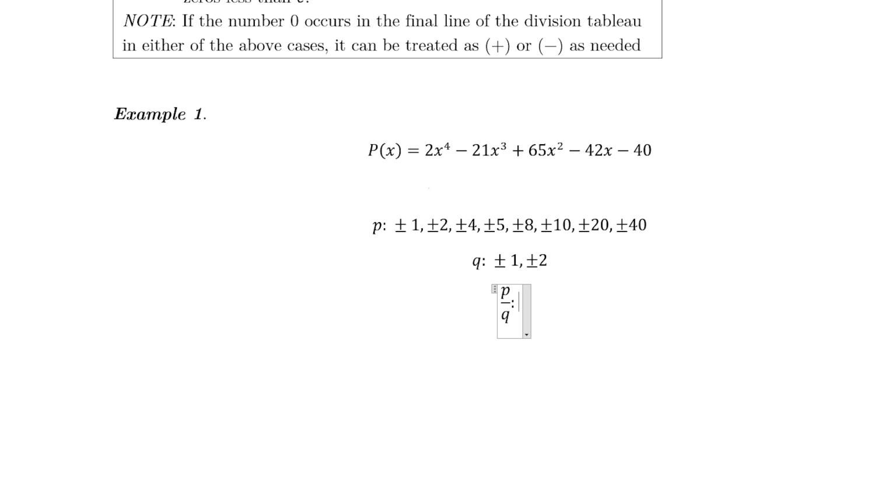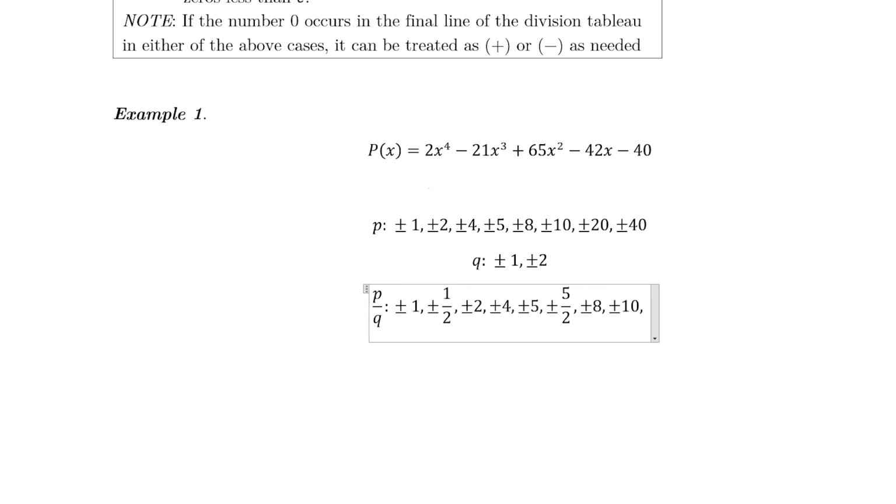In this case, we have, of course, plus or minus 1. And then we have plus or minus 1/2. Also, plus or minus 4. And then 4 over 2, that's 2. Right, we don't have 2 yet. Plus or minus 2 first. And then we have plus or minus 4, plus or minus 2, plus or minus 5, plus or minus 5 halves, plus or minus 8. We already have 4. Plus or minus 10, plus or minus 5. We already have plus or minus 5. Plus or minus 20. We already have plus or minus 10. And then plus or minus 4.